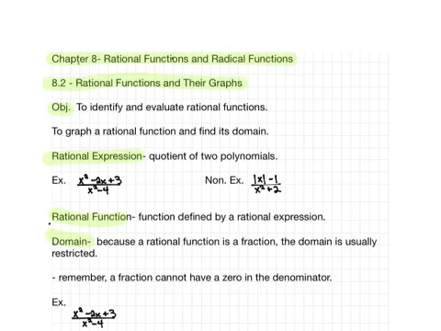In Lesson 8.2, we'll just be dealing with rational functions and their graphs. The objective is to identify and evaluate rational functions and to graph a rational function and find its domain.